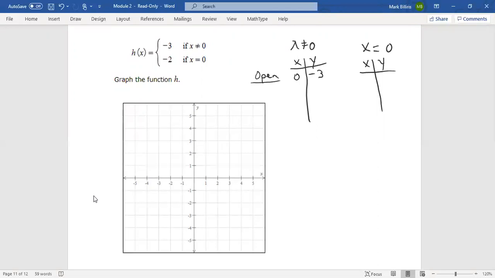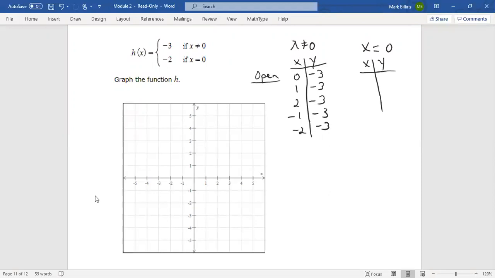Now I'm going to choose values to the right or left. So I'm going to choose 1. So since 1 does not equal 0, my answer would be -3. 2 doesn't equal 0, so my answer would be -3. Then I'm going to go on the other side of 0 to my negatives. So if x were -1, y is still -3, and -2, -3 as well.